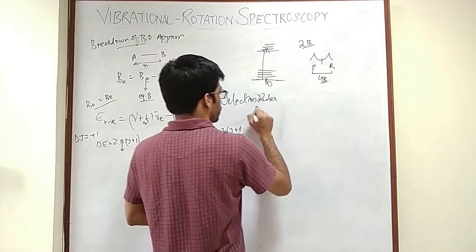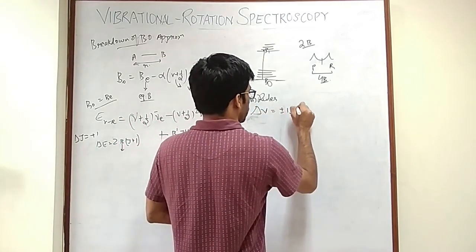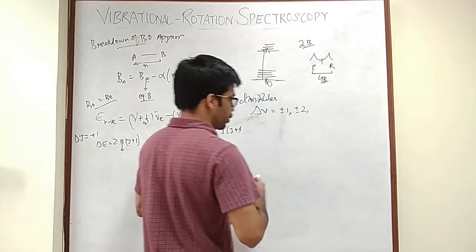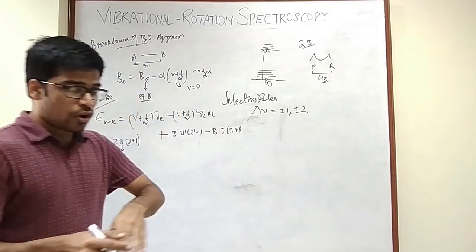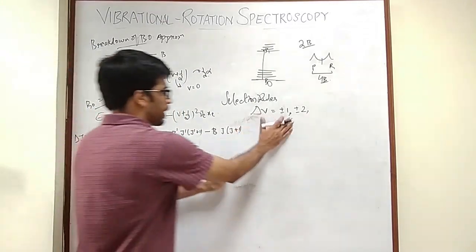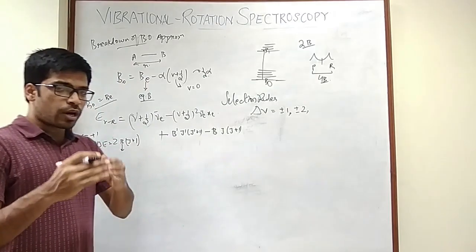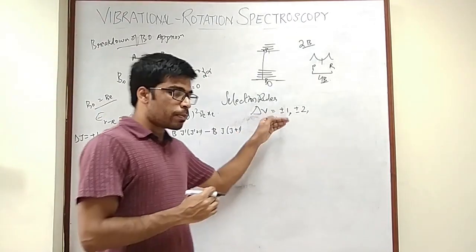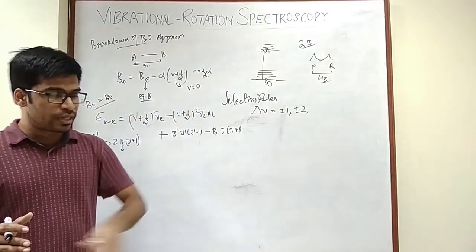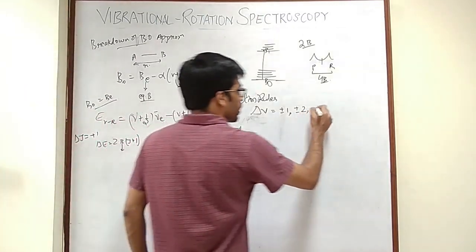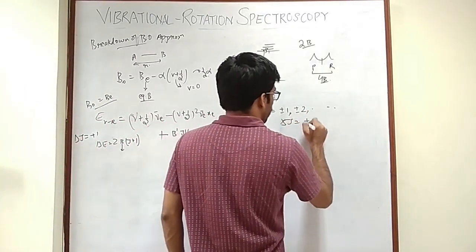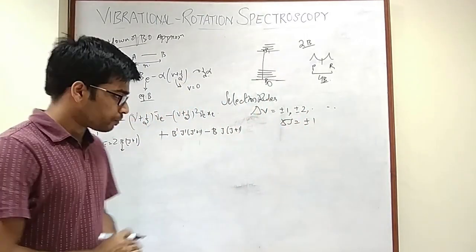Now for selection rules, delta V can be anything, plus or minus 1, plus or minus 2. Even in the previous case that we had seen, delta V can be plus or minus 1, plus or minus 2, but for simplicity we had considered only plus 1. That means we had seen the fundamental transition, but it can be other values also. But delta J is still going to be plus or minus 1 only.